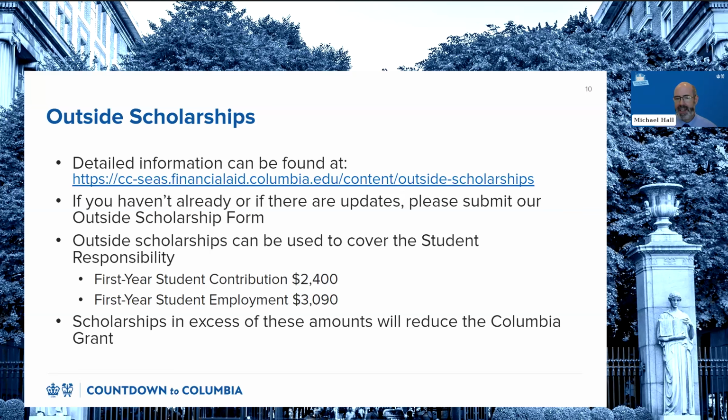The key thing with outside scholarships is that they can definitely be used to cover the student contribution and the student employment expectation, but in excess of that, they do start to reduce Columbia grants. Like I said, there are some fine details about this policy, but that's the general policy. Something to keep in mind is students can get around $5,500, $5,600 in outside scholarships in your first year before it really has an impact on your financial aid. Now you might be wondering what exactly that means.